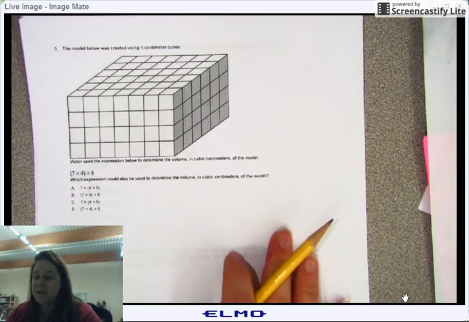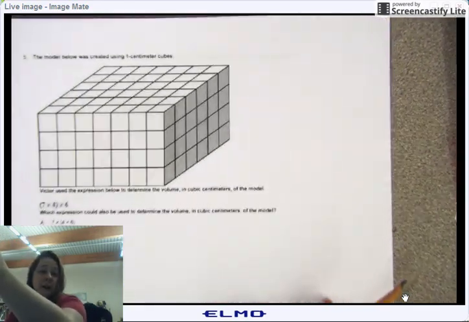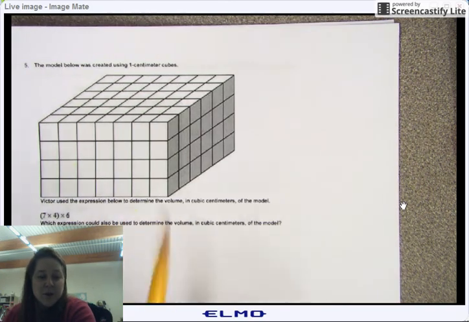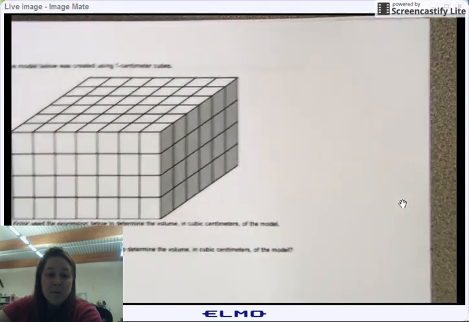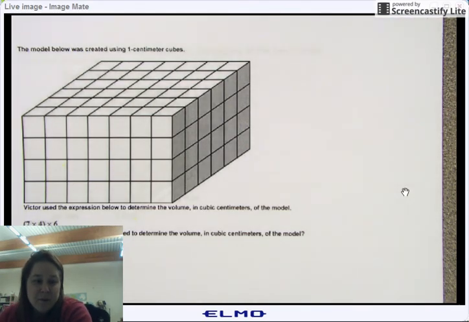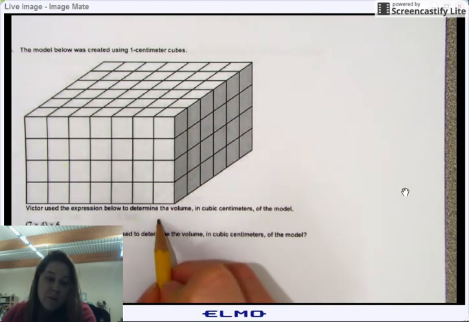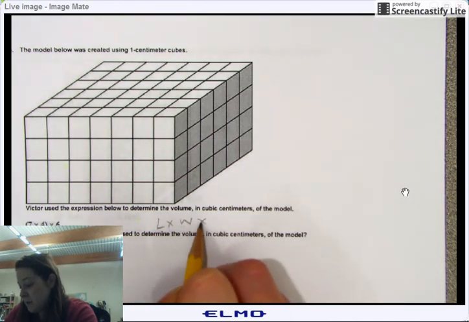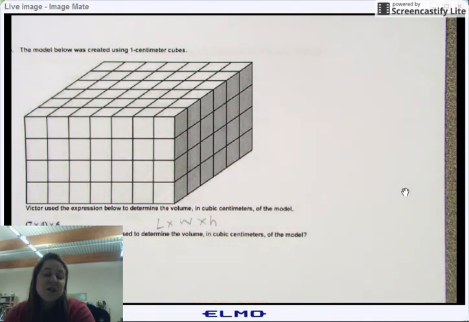Okay, question number 5. The model was created using 1 centimeter blocks. Victor used the expression shown below to determine the volume in cubic centimeters of the model. 7 times 4 times 6. Which expression could also be used to determine the volume of the model? So let's look at the equation. We know that the volume equation should be length times width times height. It's never going to change for finding volume.